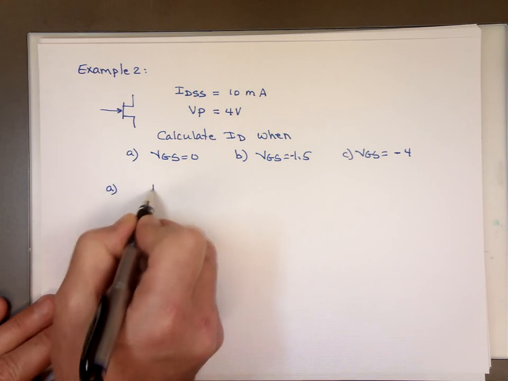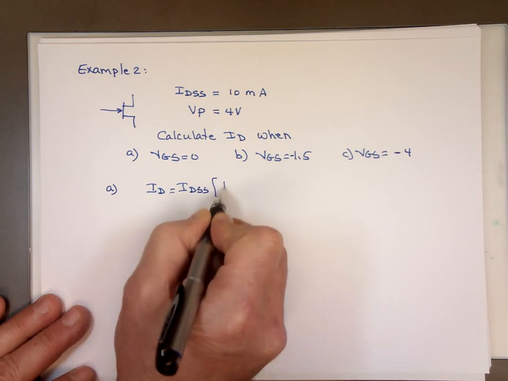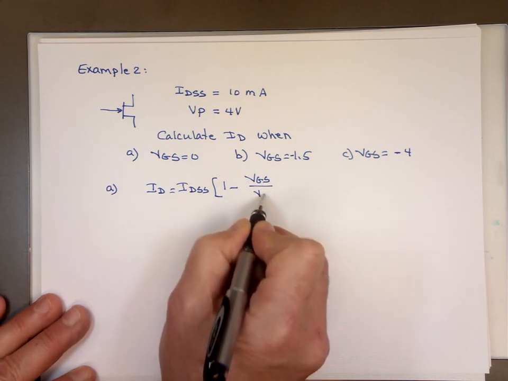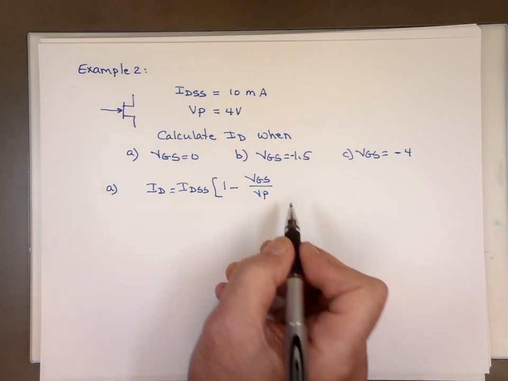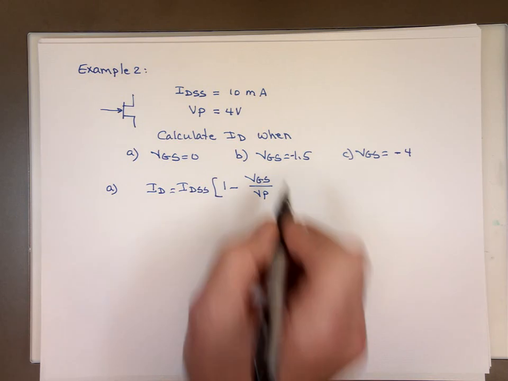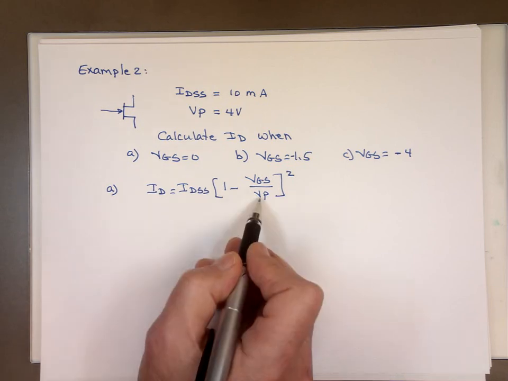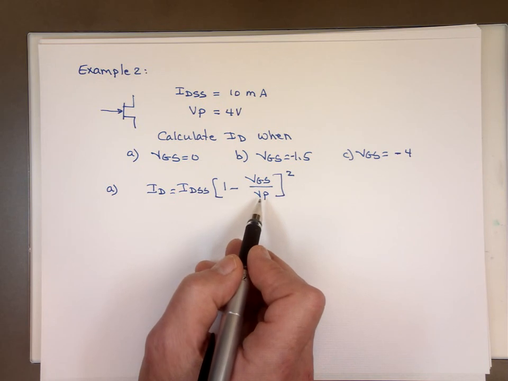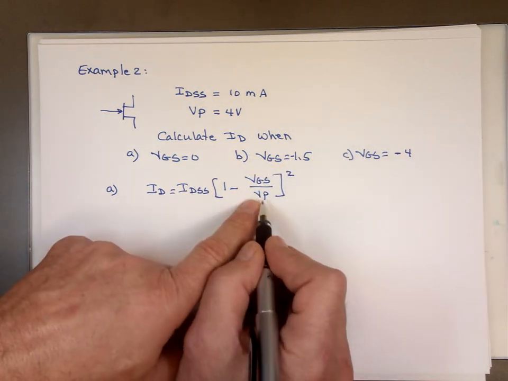We know the equation to use. I sub D equals I sub DSS times 1 minus VGS over VP, and you're going to square that. It is actually not by VP. If you look at my notes, it says divided by VGS max, and VGS max is the absolute value, negative VP. So that really, if you do the math, I'm going to put a negative value here.